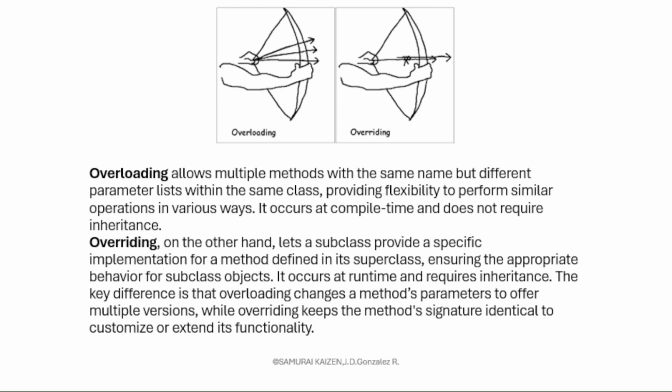Overloading allows multiple methods with the same name but different parameter lists within the same class, providing flexibility to perform similar operations in various ways. It occurs at compile time and doesn't require inheritance. While overriding lets a subclass provide a specific implementation for a method defined in its superclass, ensuring the appropriate behavior for subclass objects. It occurs at runtime and it requires inheritance. The key difference is that overloading changes a method's parameters to offer multiple versions, while overriding keeps the method's signature identical to customize or extend its functionality.